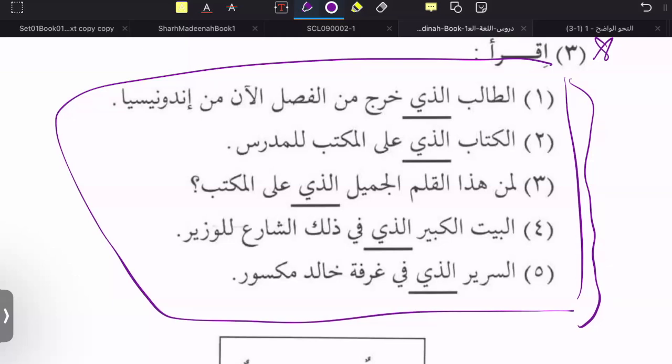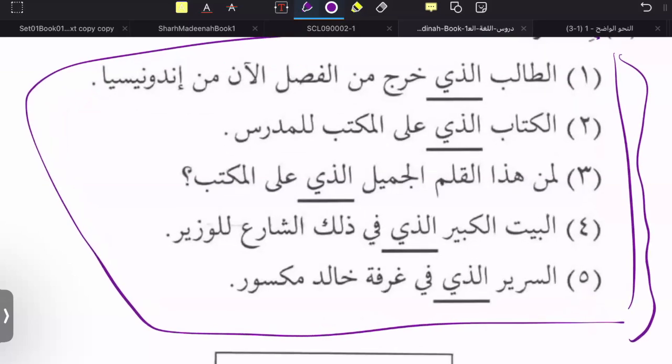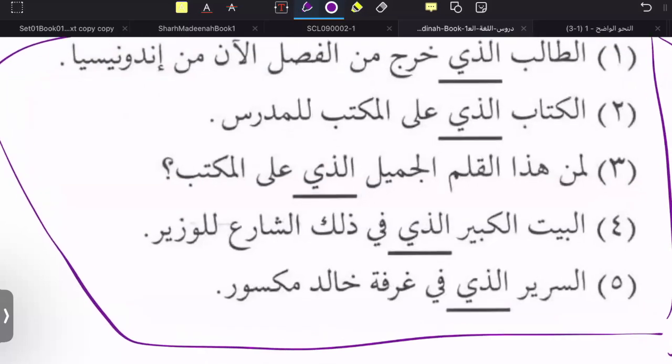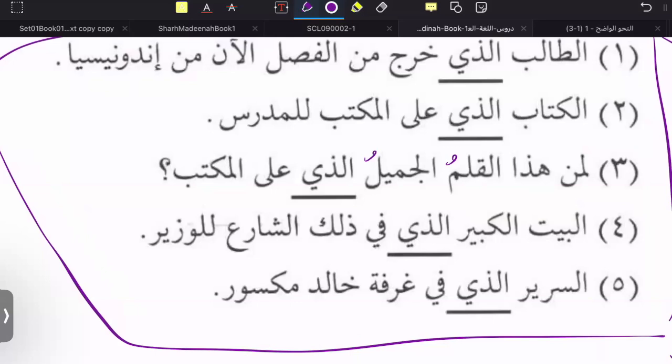Okay. الطالب الذي خرج من الفصل الآن من إندونيسيا. الكتاب الذي على المكتب للمدرس. لمن هذا القلم الجميل الذي على المكتب. So you have to know what to put here. Okay, these are your standard. There's no preposition. So you keep on putting dhamma.